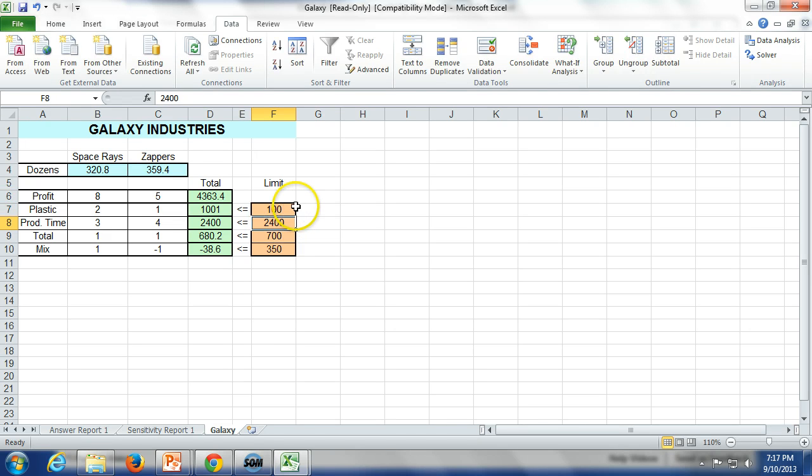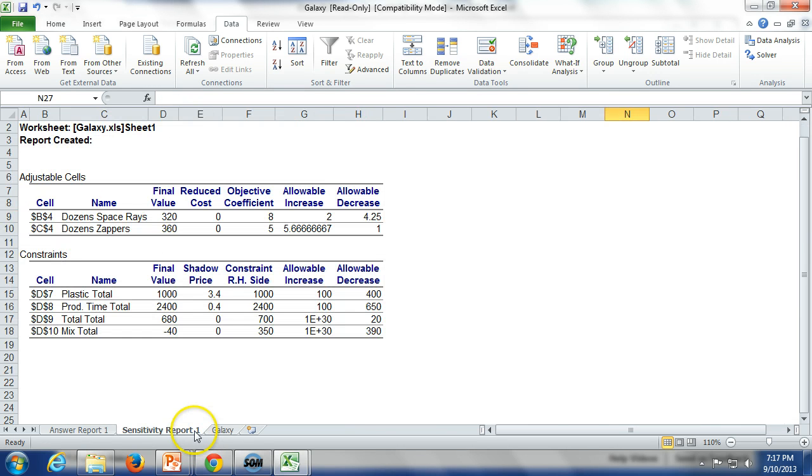is called, oops, so let me take it back to where it was, 1,000 here. It's called the range of feasibility. So the range of feasibility you have to calculate just like you have to calculate the range of optimality. For plastic, let's focus on plastic. The final value is 1,000. Our shadow price was $3.40. The allowable increase is 100. So 1,000 plus 100 is 1,100.